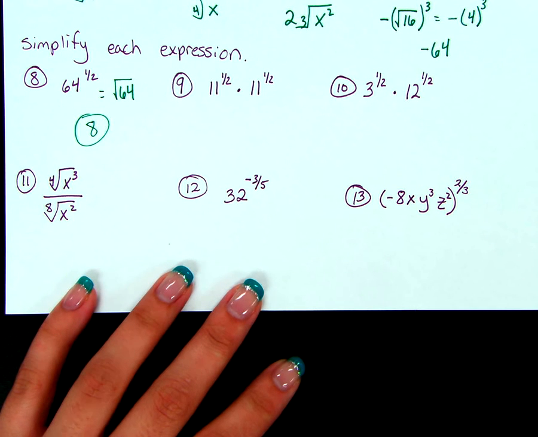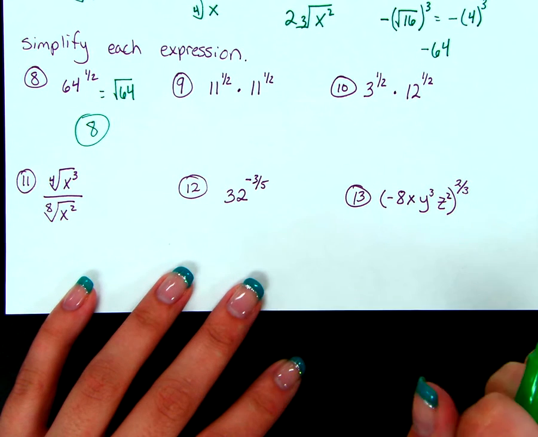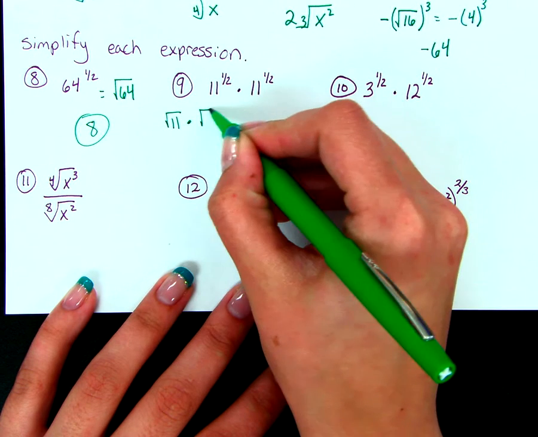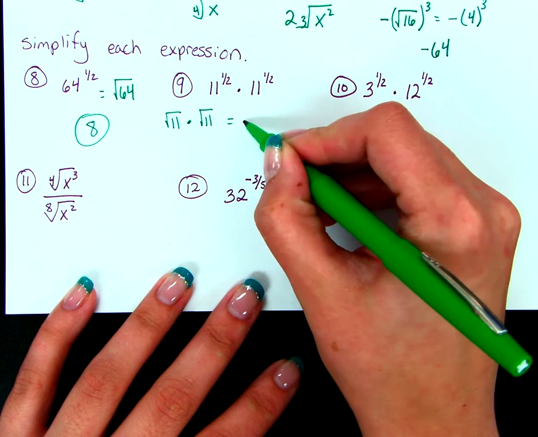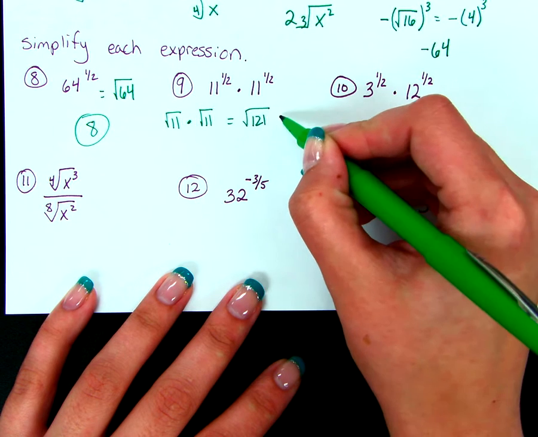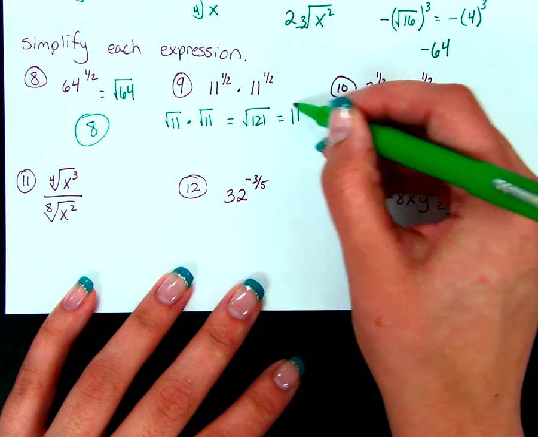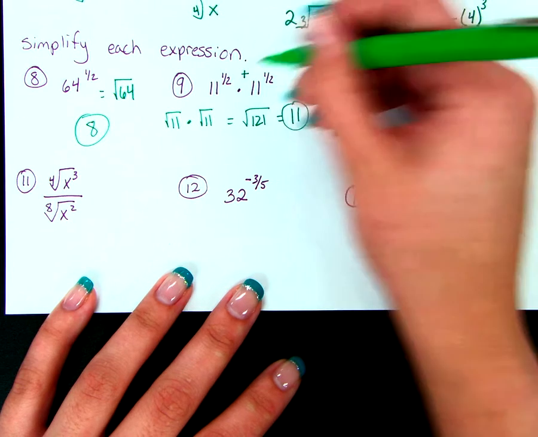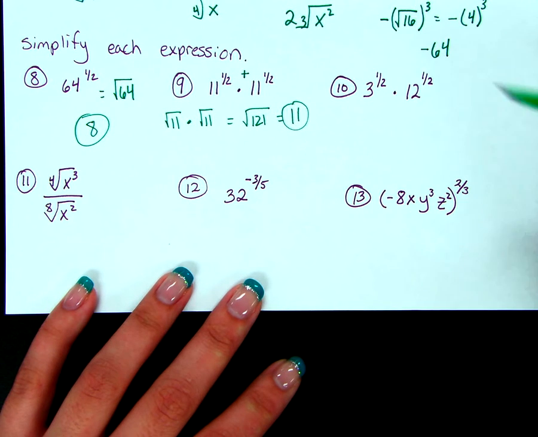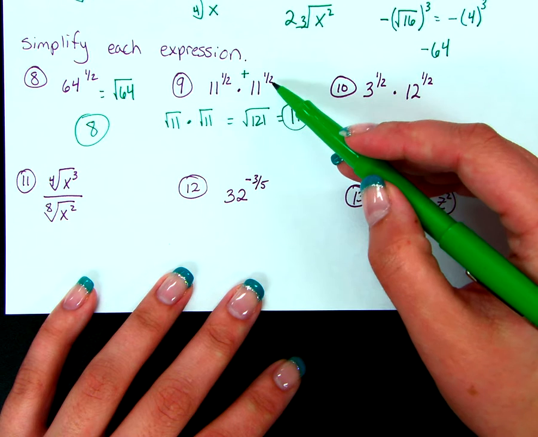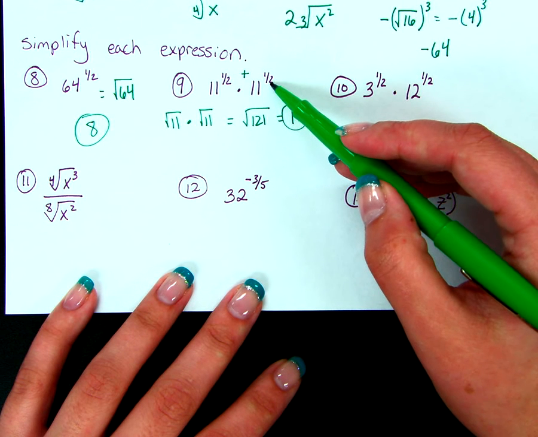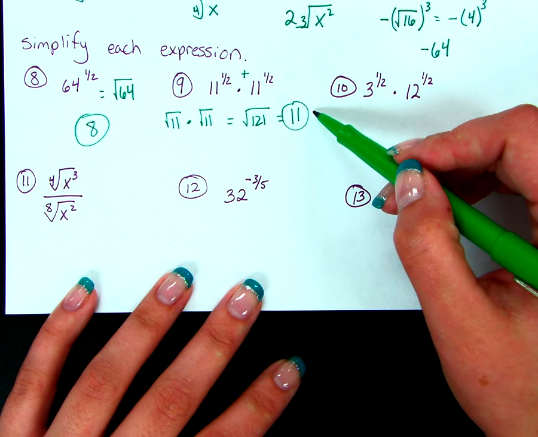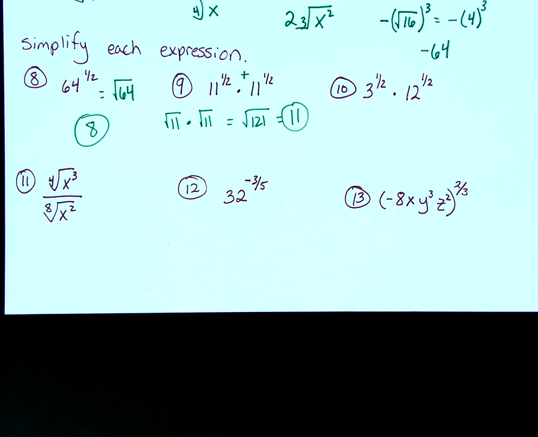On number 9, looking at that one, there's actually two ways that we can do this. We can switch to radical form, so square root of 11 times the square root of 11, which would be the square root of 121, and that equals 11. Or, because we have the same base, we can actually apply our exponent rules and add. So 1/2 plus 1/2 is 1, so we would have 11 to the first power as our simplified answer. So you can approach it either way.